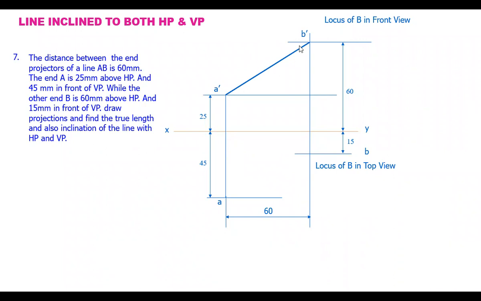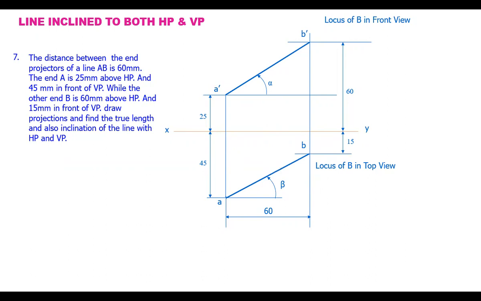Now join A dash, B dash, the front view. Mark this point as B, join AB, the top view. And here, this is the apparent angle in the front view, and this is the apparent angle in the top view, alpha, beta. So the final projections are given. All this data only led to giving the final projections of the line.